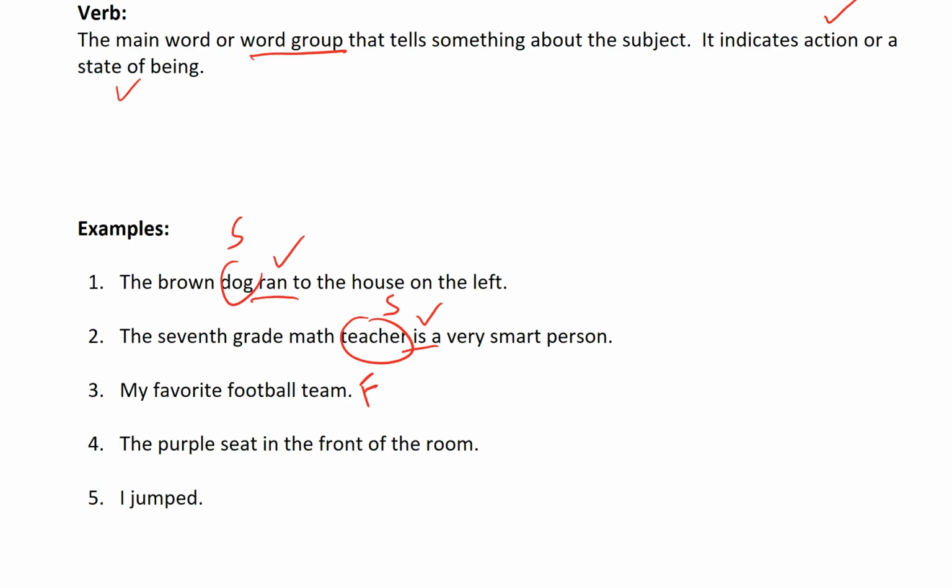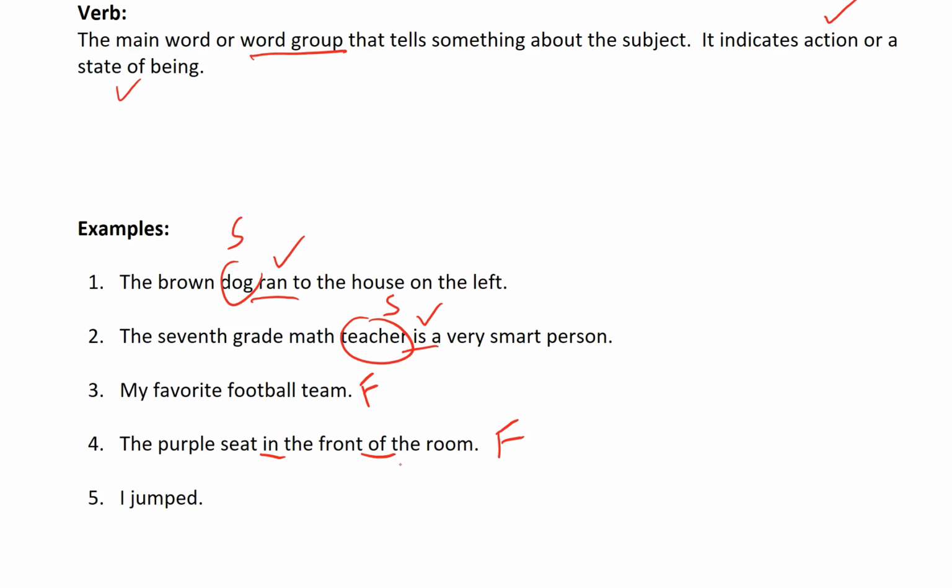And number 4, the purple seat in the front of the room. It certainly seems long enough to be a sentence, but again, there are no verbs in this sentence, so it is a sentence fragment. Words like in and of, those are called prepositions. They're not verbs, and we'll get through those later.